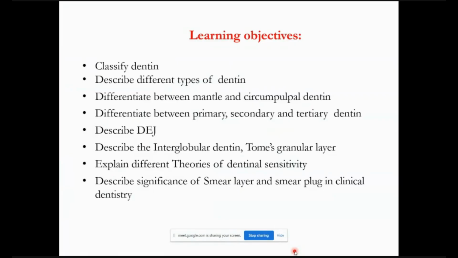So today we will classify dentin further and differentiate between the mantle and circumpulpal dentin more in detail, and we'll differentiate between the primary, secondary and tertiary dentin, describe the DEJ, and there's something called interglobular dentin and Tome's granular layer. We'll see what that is.